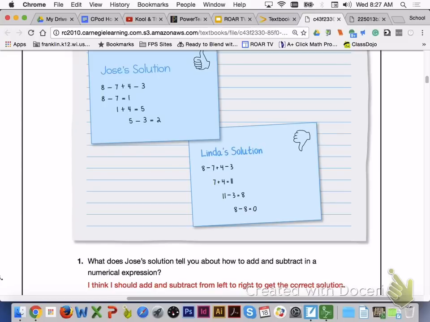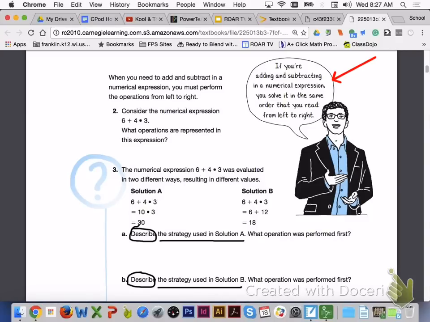Jose's solution for number 1 tells you that you should add and subtract from left to right to get the correct solution. Turn to page 463. When you need to add and subtract in a numerical expression, you must perform the operations from left to right, in the same order that you read from left to right. Please answer number 2 and number 3, letters A and B, with your group members.